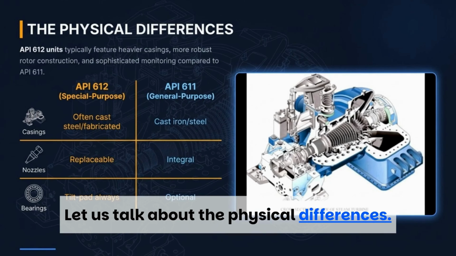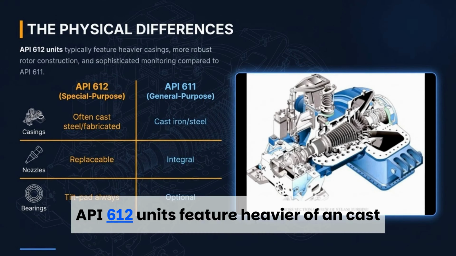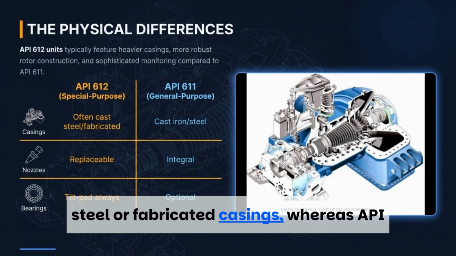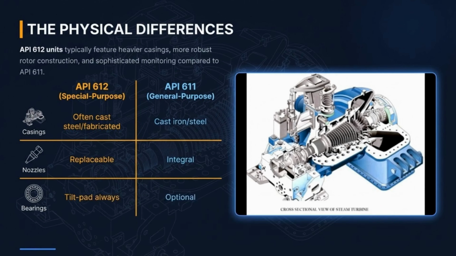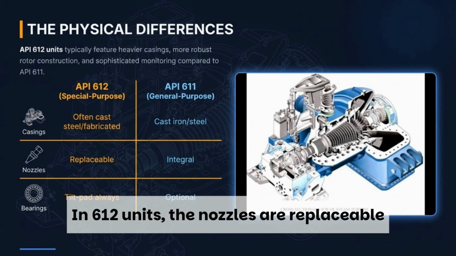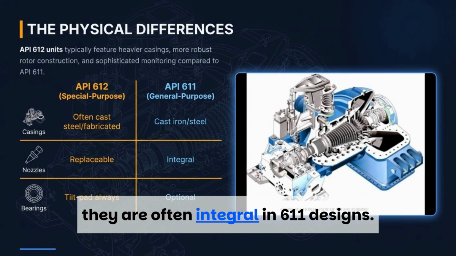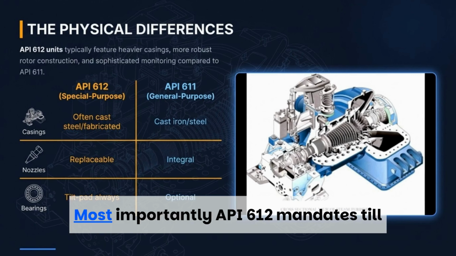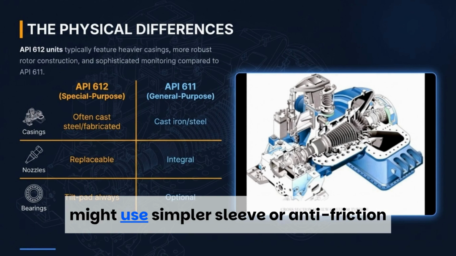Let us talk about the physical differences. Physically, the differences are stark. API 612 units feature heavier, often cast steel or fabricated casings, whereas API 611 may use cast iron. In 612 units, the nozzles are replaceable to allow for performance tuning, while they are often integral in 611 designs. Most importantly, API 612 mandates tilt pad bearings for stability, while API 611 might use simpler sleeve or anti-friction bearings.